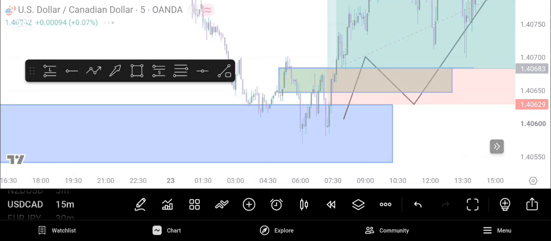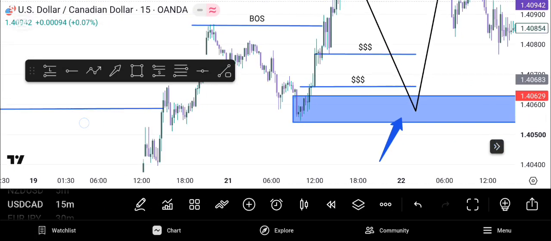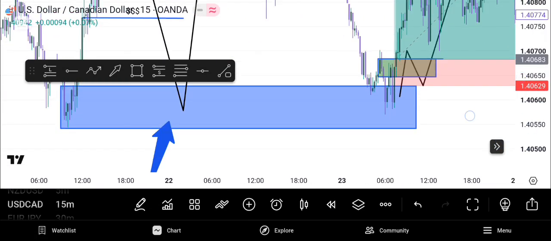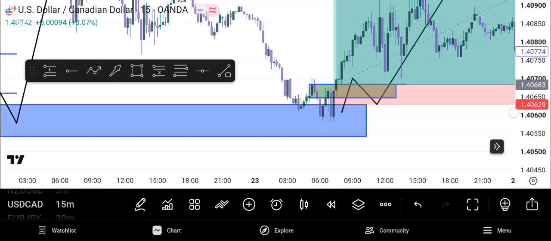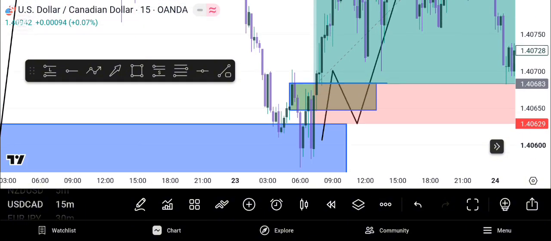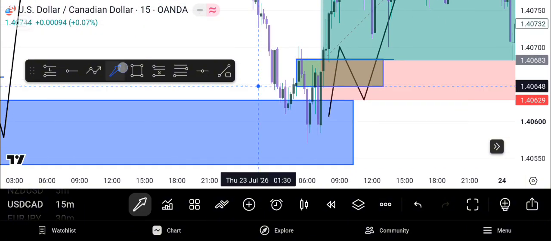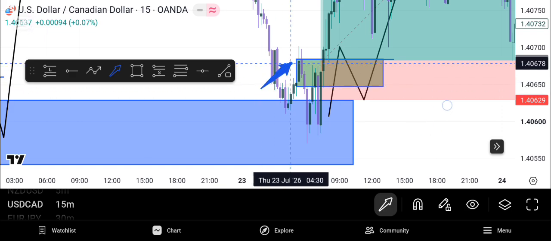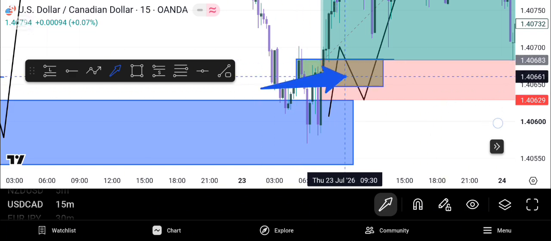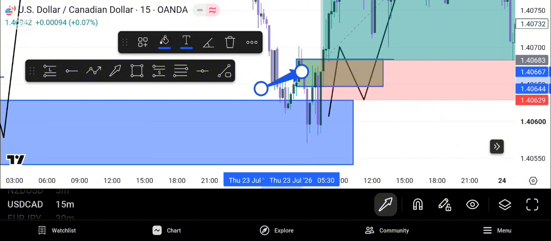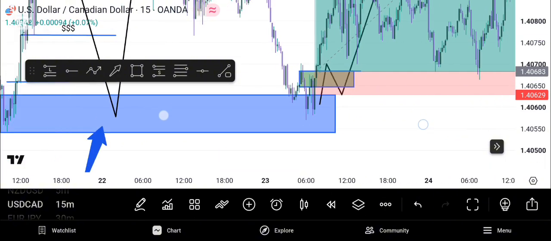Go to 15 minutes, so it's clear. So yeah, this is it on 15 minutes. I was using a 15-minute confirmation called a change in state of delivery, and so I bought this market from here, and bam, took it to the upside. This trade gave me a loan.